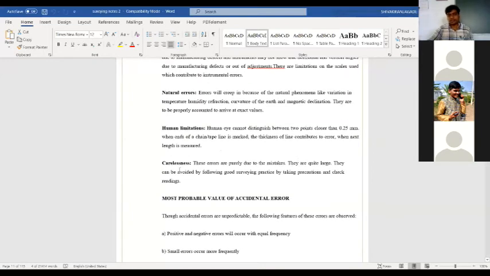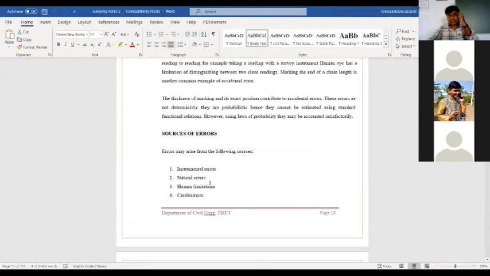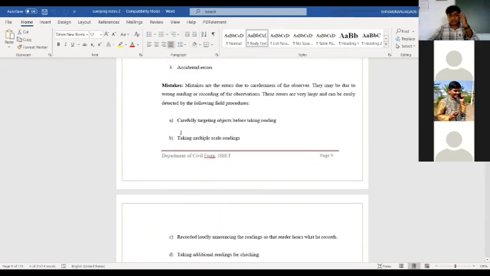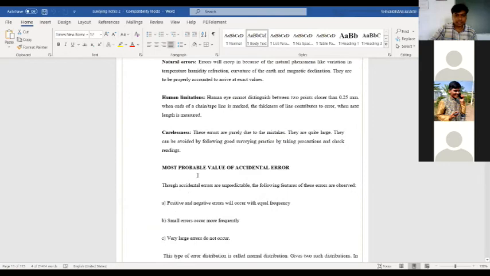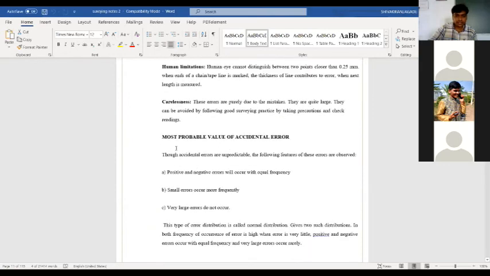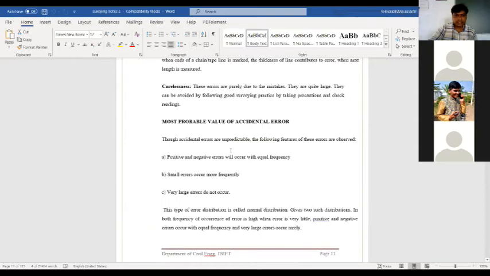Next, carelessness. These errors are purely due to mistakes done by the human. They are quite large. They can be avoided by following good surveying practice, by taking precautions and checking readings. As we discussed in the previous year, the same thing is repeated. I will read out all these things so that you have the proper idea of what I'm talking about. So carelessness means mistakes done by humans.